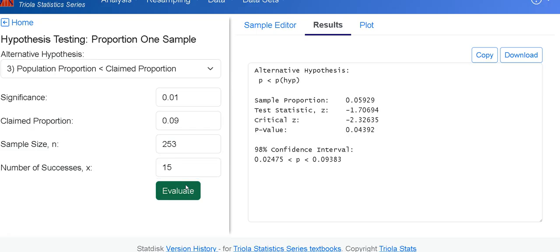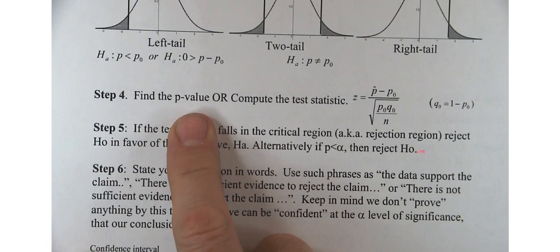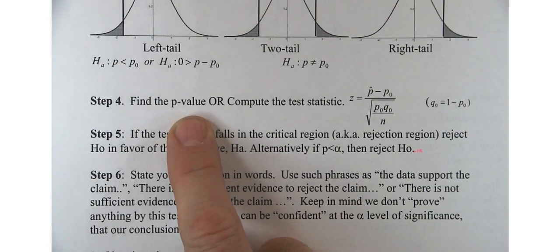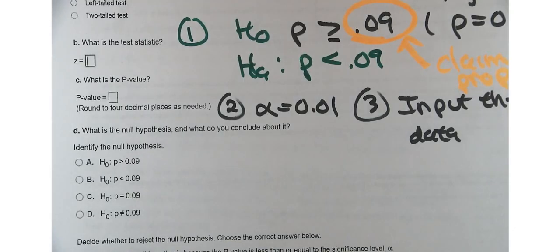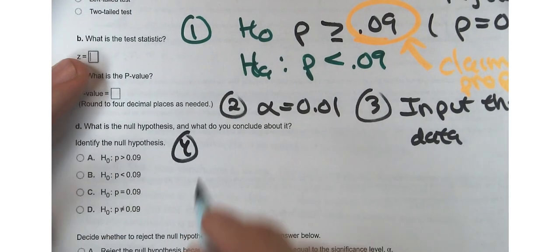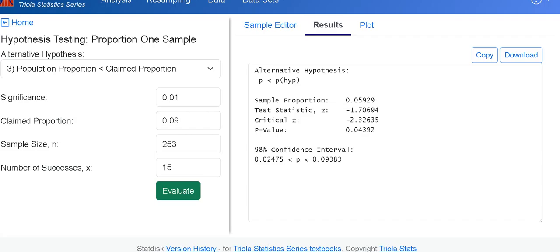All right, so we got the first 3 steps. Let's take a look at the 4th step. We input our data. What's the 4th step? Find the p-value. Well, what's the p-value?